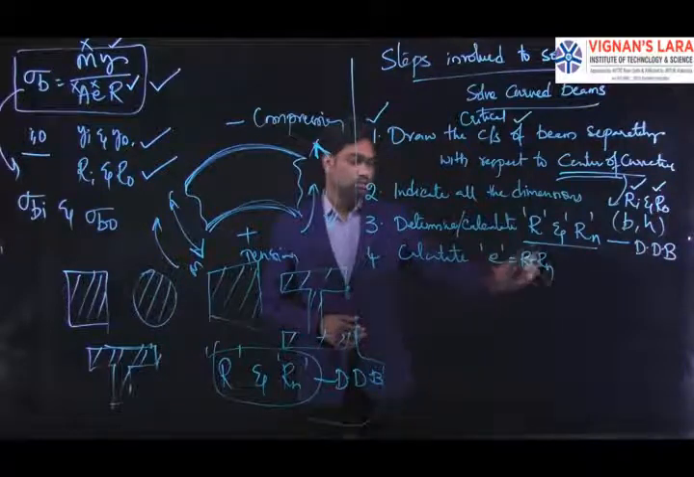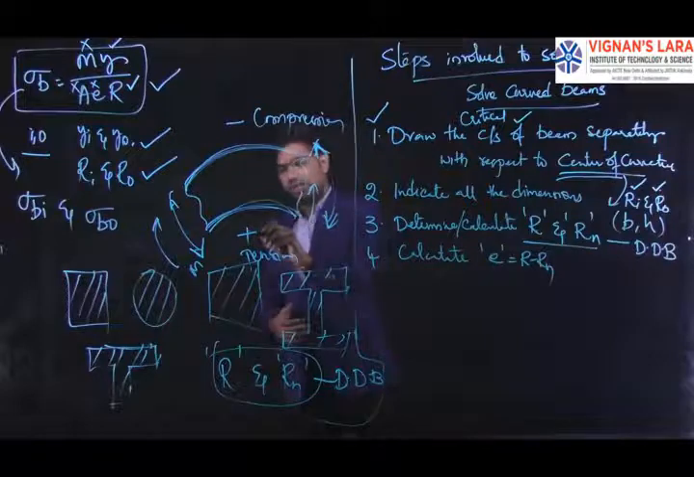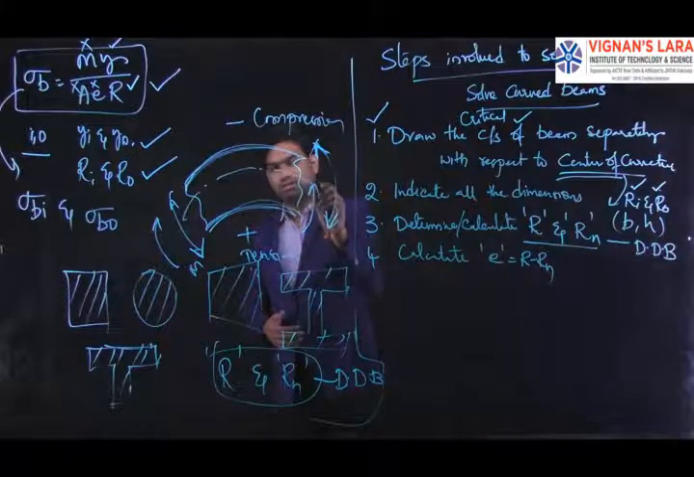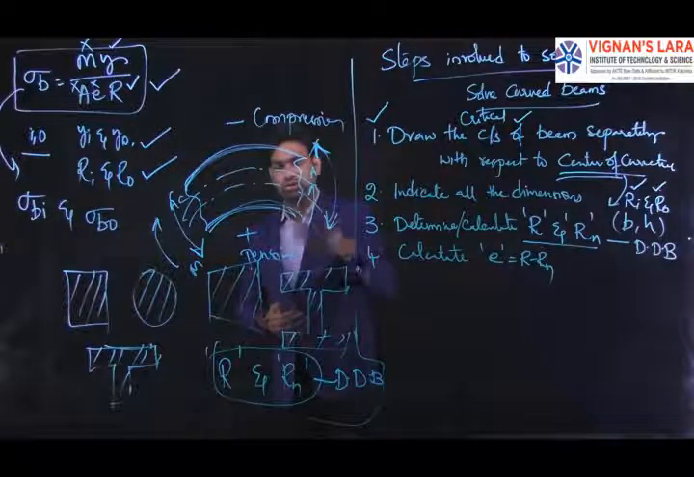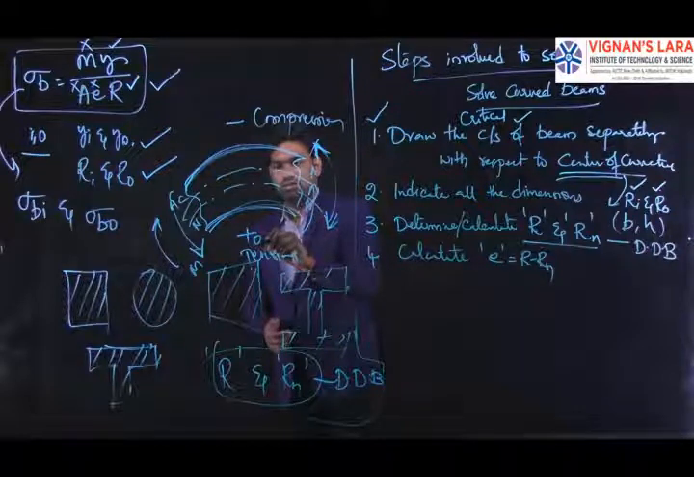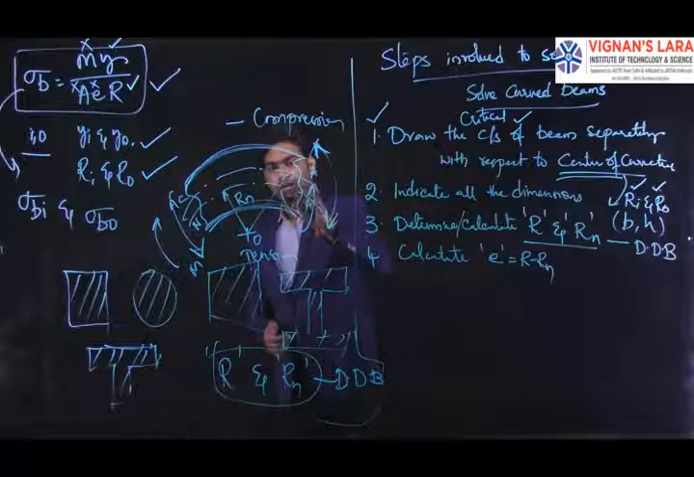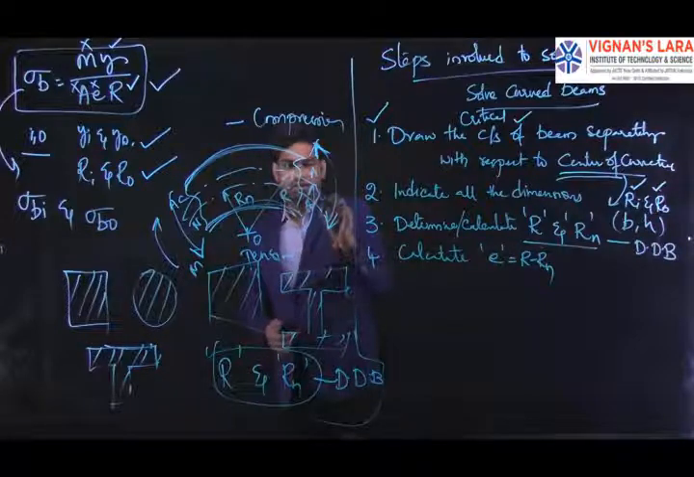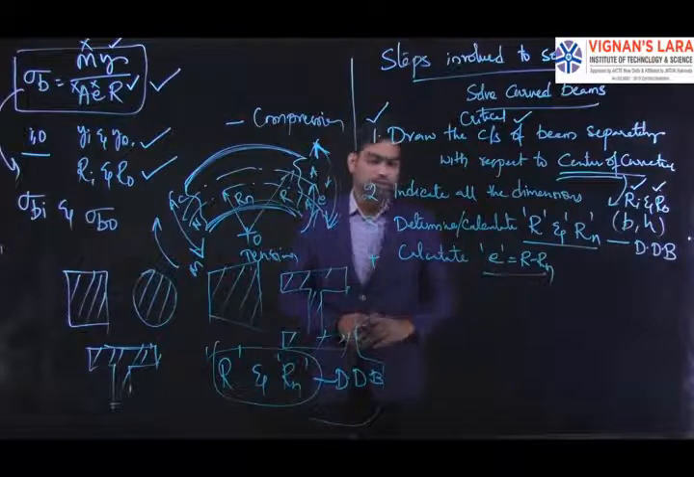So why? Because the neutral axis always tends towards the center of curvature. This is the center of curvature, which is exactly located at the center. But the neutral axis always slides, or is dislocated, towards the center of curvature O. So Rn is always less than the radius of curvature R. So this offset distance small e, you can find out by means of R minus Rn.